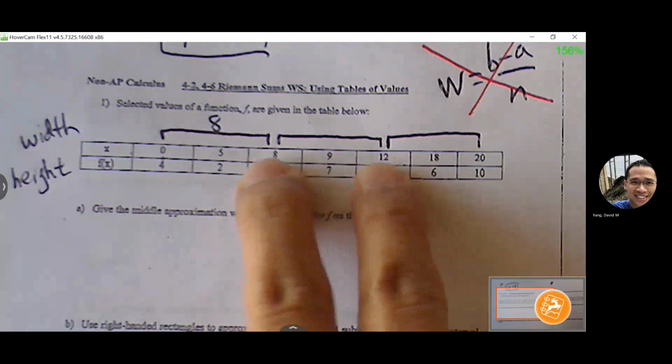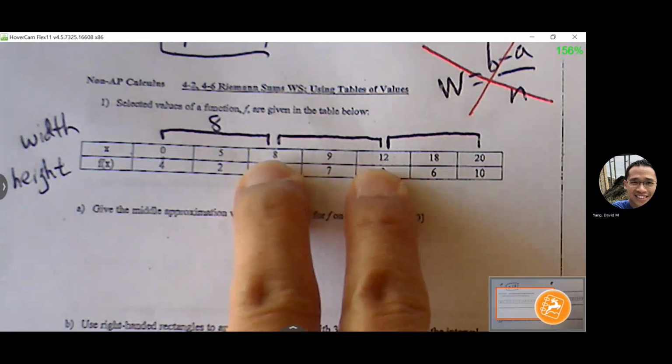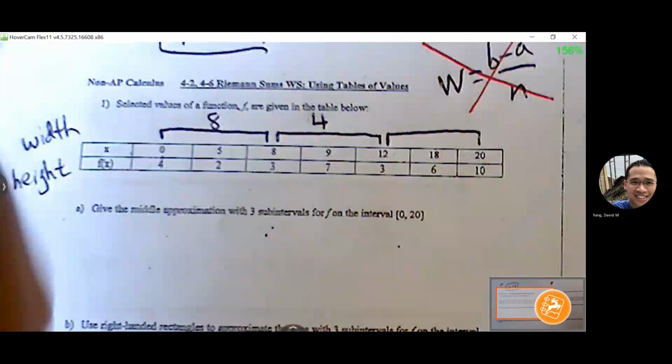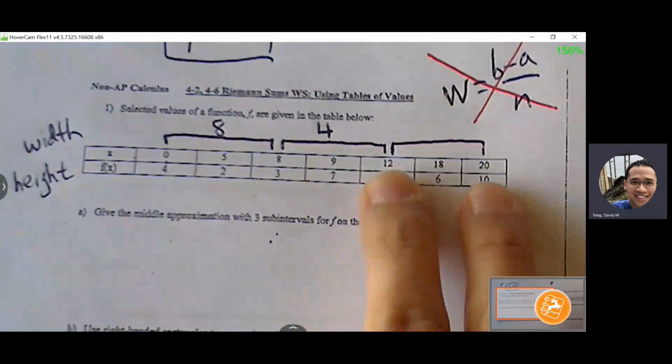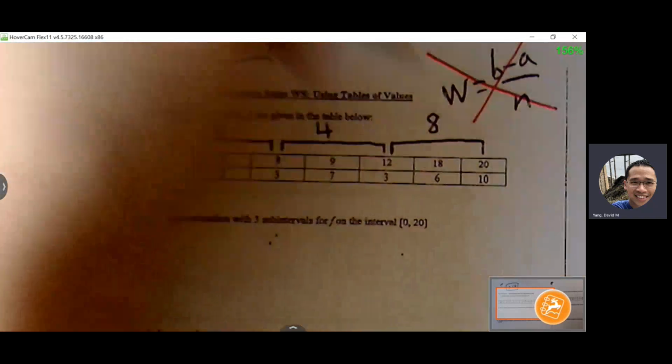Okay. What's the width there? 12 minus 8 is 4. Okay. And what is the width here? 8. 20 minus 12 is 8.